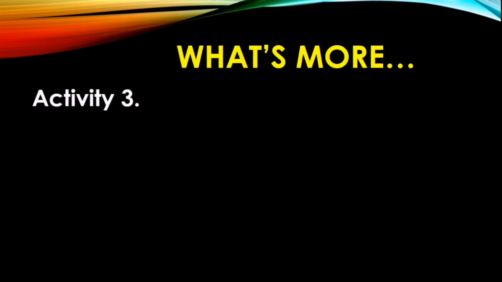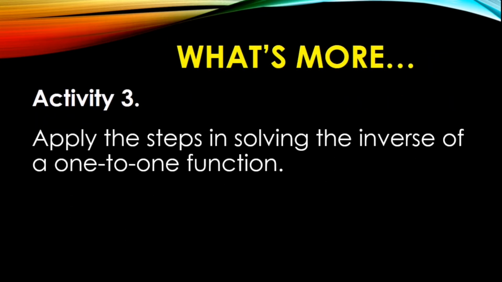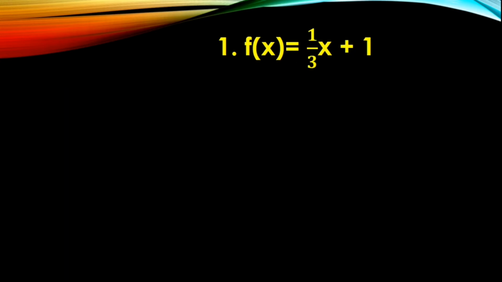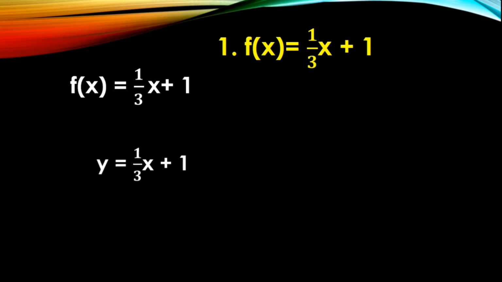What's more? Activity 3. Apply the steps in solving the inverse of a one-to-one function. Number 1. f of x is equal to 1/3 x plus 1. So we will write this in the form of y is equal to f of x. So that will become y is equal to 1/3 x plus 1. And then interchange the variables x and y. That is, x is equal to 1/3 y plus 1.